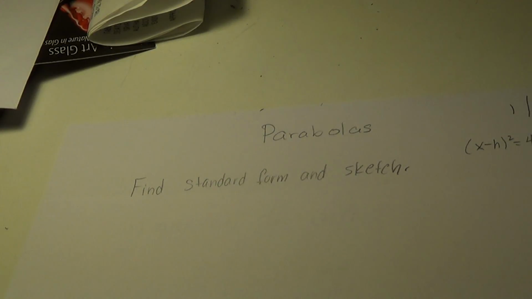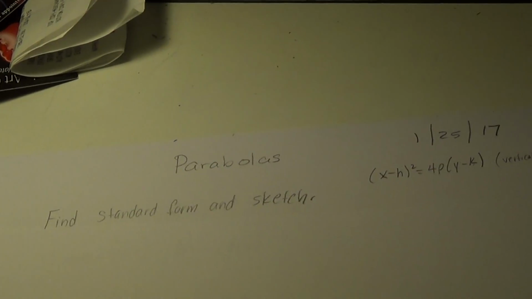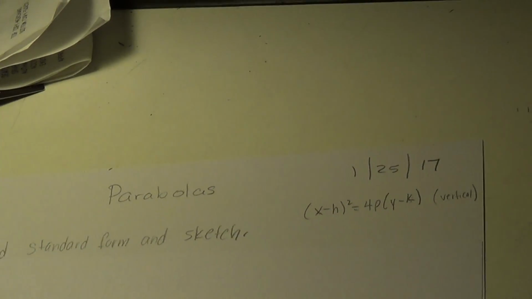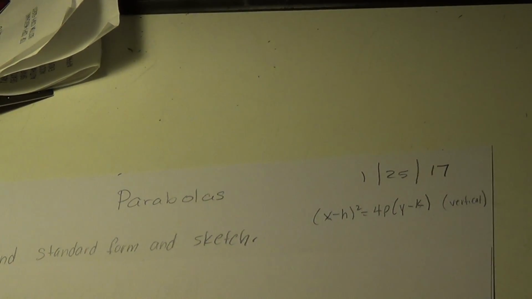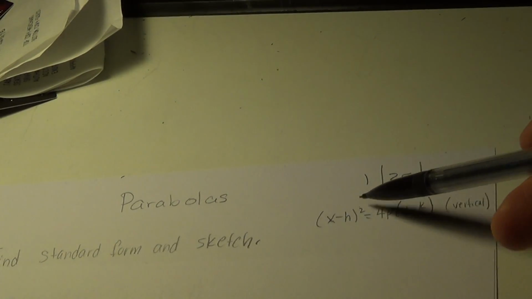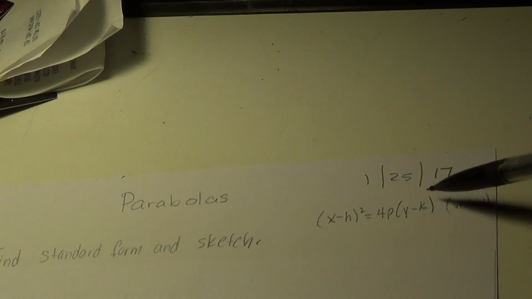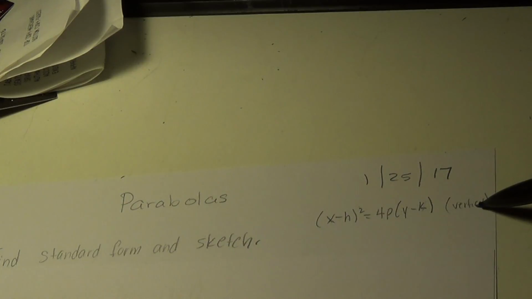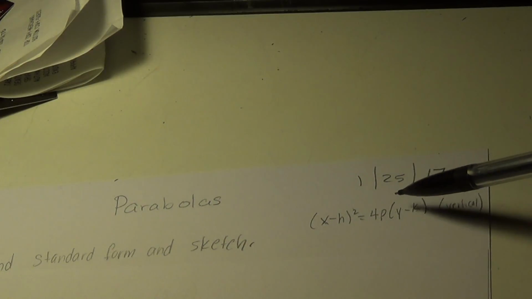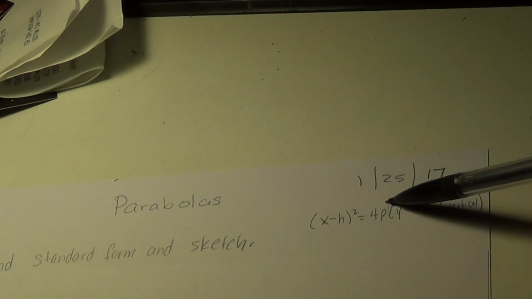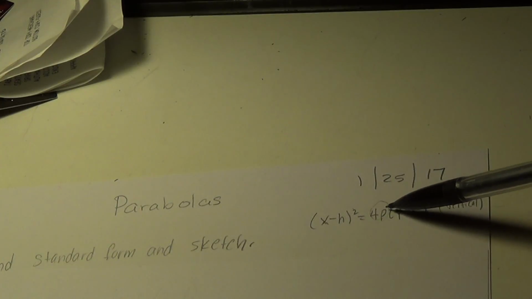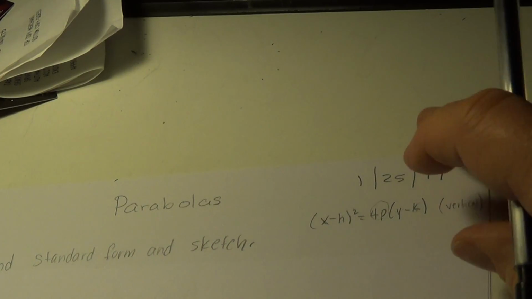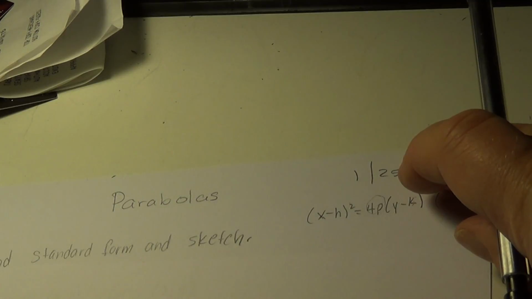When that happens, we have a vertical parabola where the opening is up or down. So this is (x minus h) squared equals 4p(y minus k). That's vertical. If 4p is positive, the opening is up. If it's negative, the opening is downward.